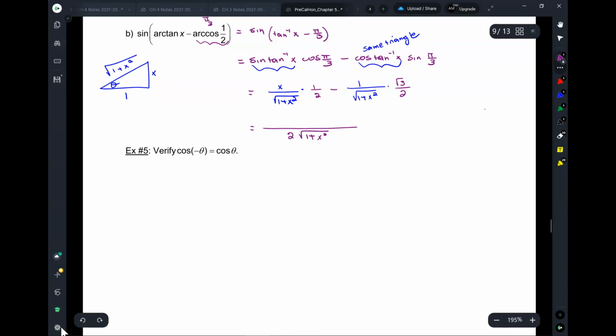Okay, numerators. First I have x times 1, x minus root 3, and there you have it. Okay? All right, questions?